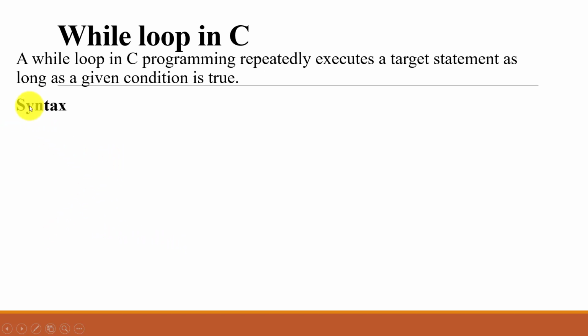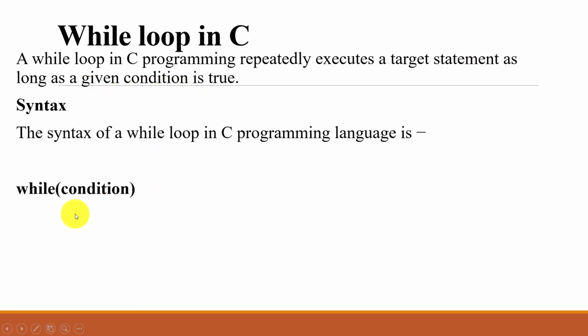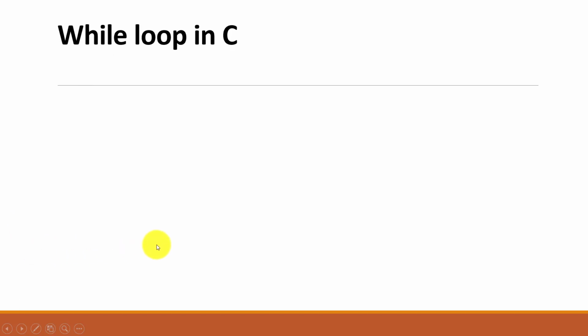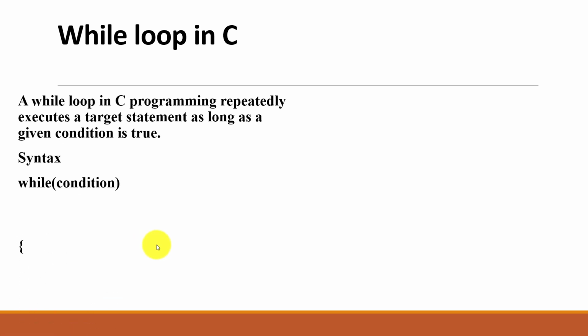Now let's first understand the syntax for the while loop. A while loop executes the target statement as long as the given condition is true. Now let's understand the condition. We write the syntax: write while, and inside the brackets we write the condition, then curly brackets, and these are the statements. Here there is one single statement or a group of statements. Now this is the syntax.